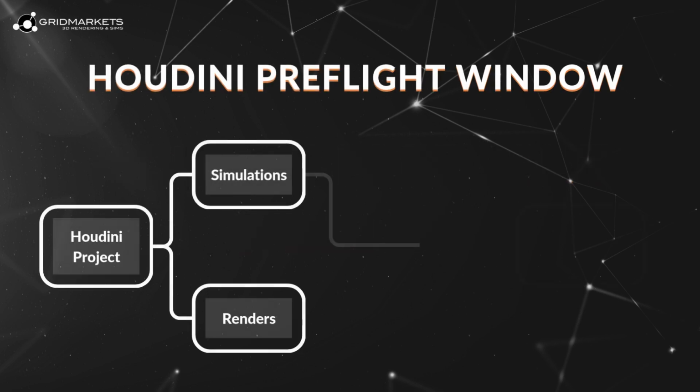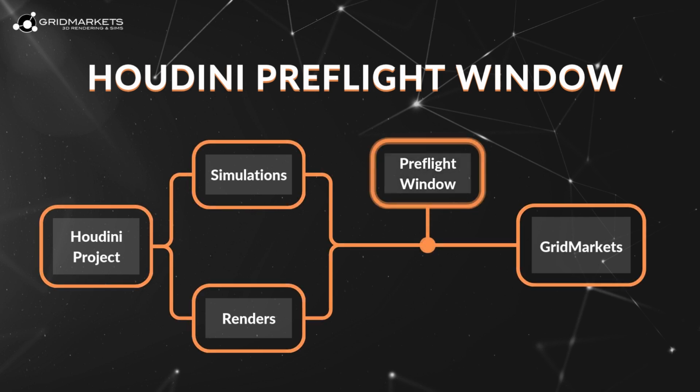The Houdini Preflight window pops up right after clicking the Submit Render Job button on the GridMarkets Render Submit node. This is a critical intermediate step in the entire process. This window allows you to check and manage the files that will be uploaded to GridMarkets for the desired rendering or simulation, select the node to be used, set a credit cap if needed, and more.